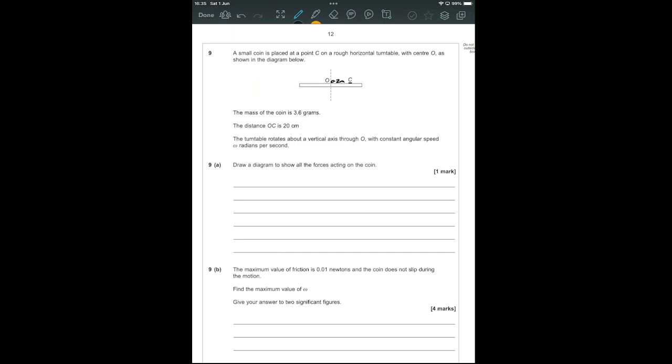Draw a diagram showing all the forces on the coin. So here's my coin. I'm going to have its weight, 0.0036 g. I have put the right amount of noughts in there. I'm going to have the reaction force going upwards because I'm touching the table. Now, if we think carefully about this coin, if it's spinning on a turntable, it wants to slide outwards. To prevent it from sliding outwards, you have to have a force going inwards, and the only such force that could possibly be here is the friction.